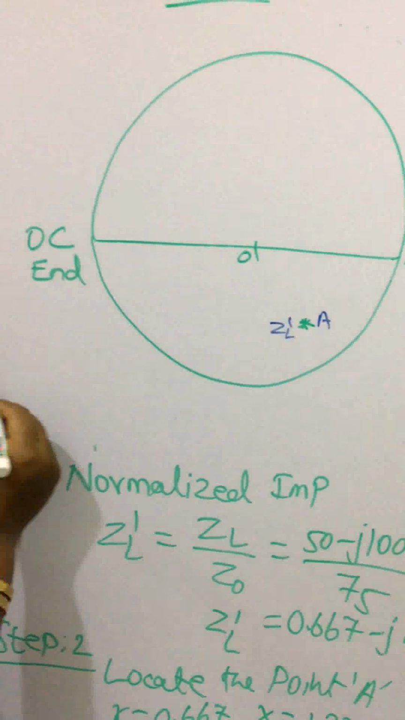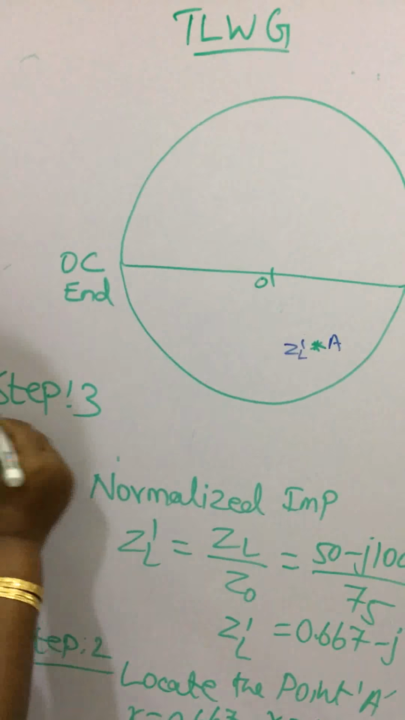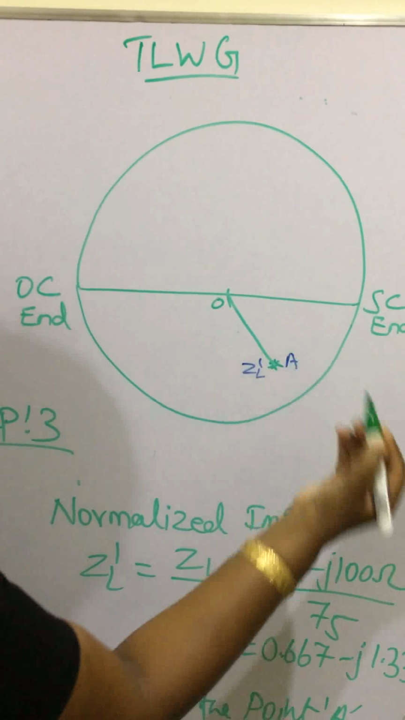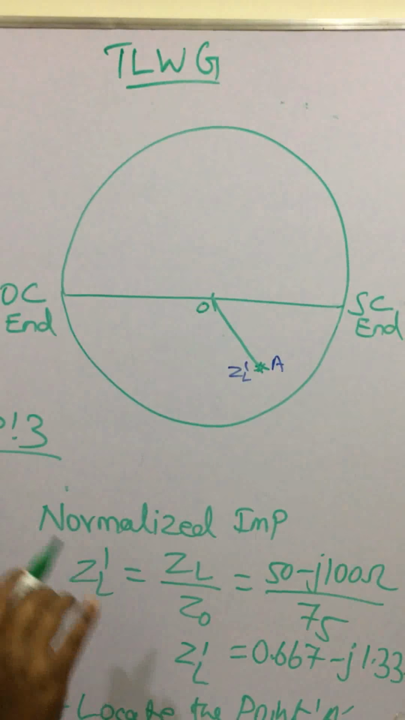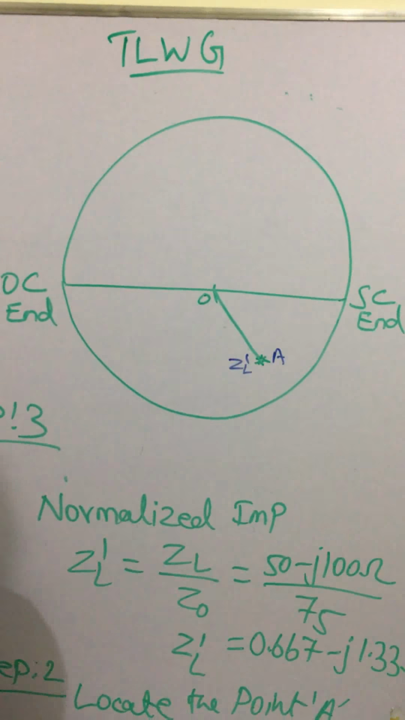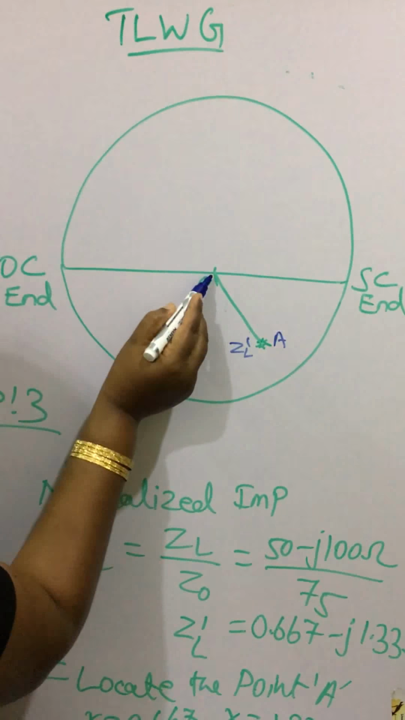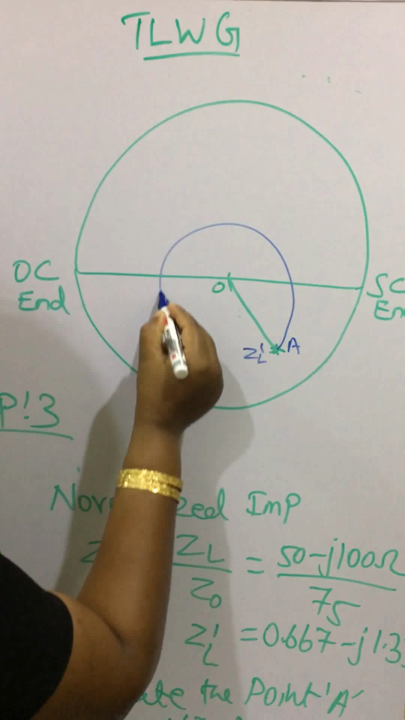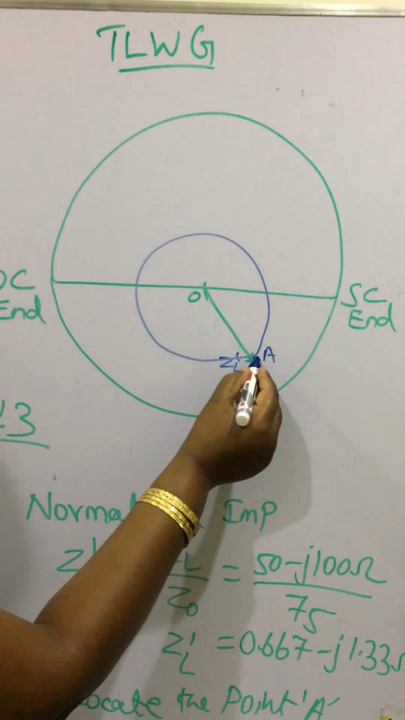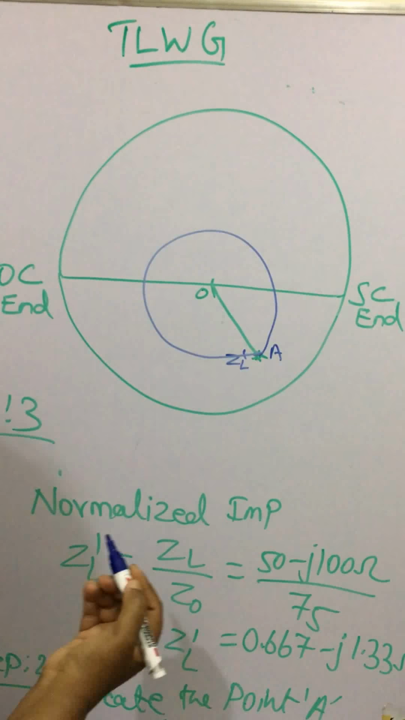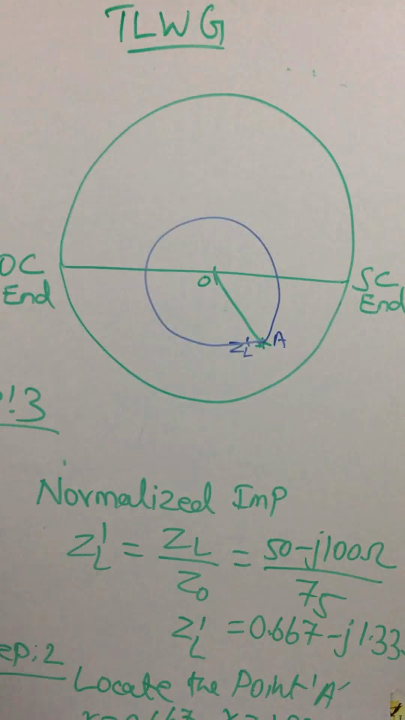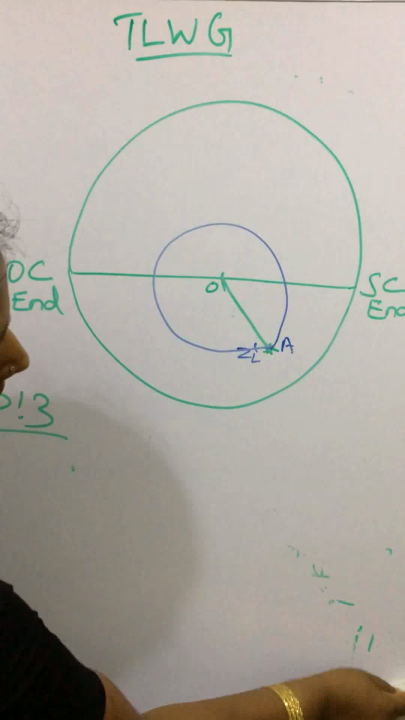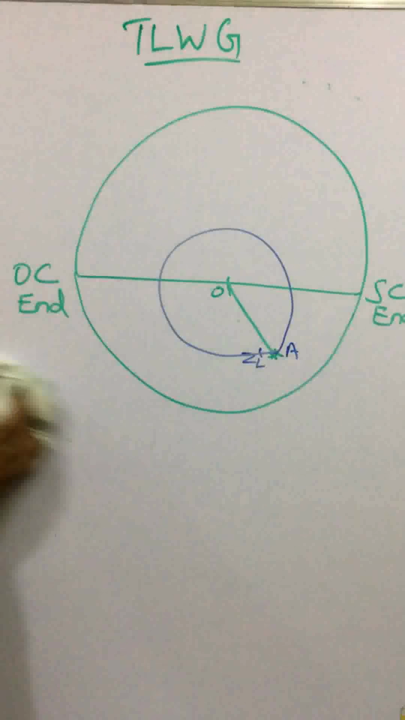Now step 3. In step 3 we draw a straight line from the origin or center of the Smith chart up to point A. This is step 3. Step 4. In step 4, by considering OA as radius, we draw a circle. This is called the impedance circle, or the S circle, with OA as radius. Step 5. In step 5, we find the normalized load admittance.